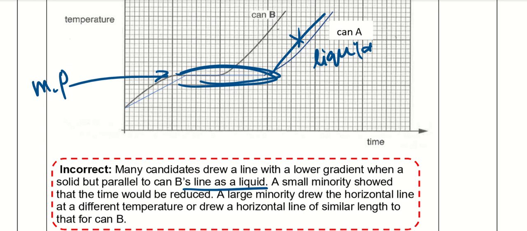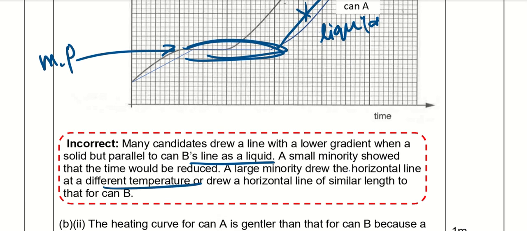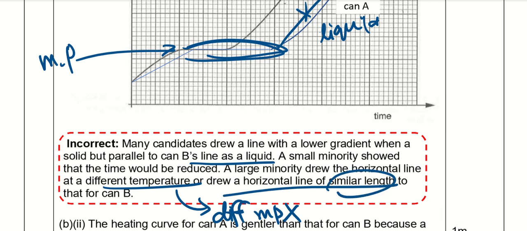Okay? A small minority showed that the time will be reduced. A large minority drew the horizontal line at a different temperature. That means it's a different melting point, which is wrong. Or they drew a horizontal line of similar length, which is wrong again. So do you know how to mark? Basically, the gradient, the sloping line, must be lower. For the constant horizontal line, it should be longer, and at the same temperature.